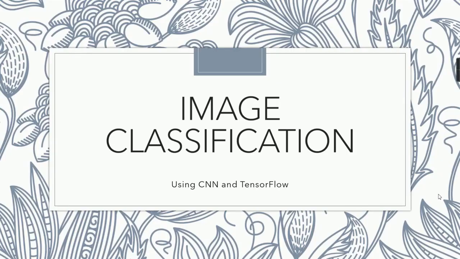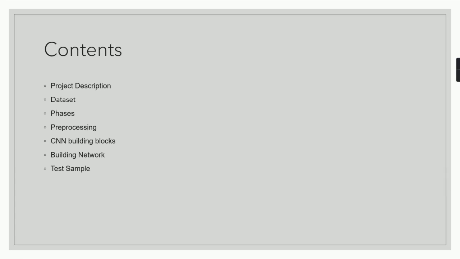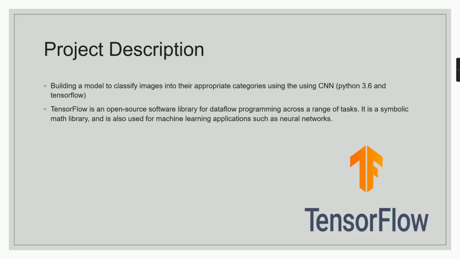Today, I am going to discuss image classification using CNN and TensorFlow. Contents: project description, datasets, phases, preprocessing, CNN building blocks, building the network, and test sample. This project is all about building a model that classifies images into their appropriate categories using CNN and TensorFlow.